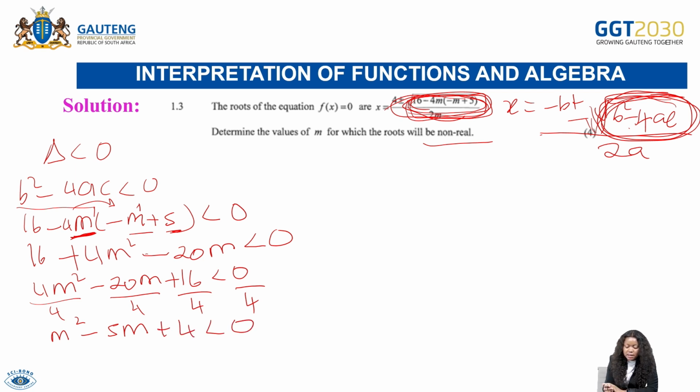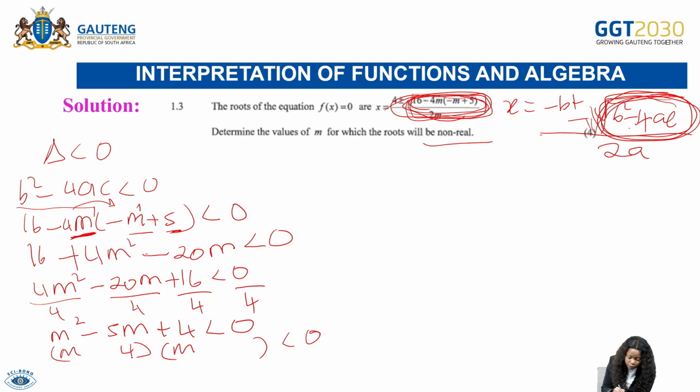From here, you can see that you've got a quadratic equation. So it means you can factorize, or if you don't want to factorize, you can use the quadratic formula. So I've got m and I've got m. The factors of 4 that give me a 5.